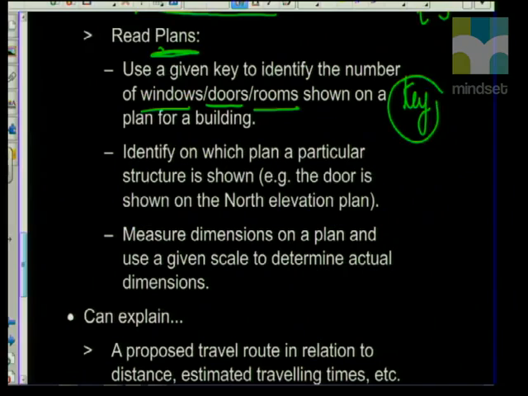You need to be able to identify on the plan a particular structure that is shown. For example, the door is shown on the north elevation plan. So that is referring to when you have a plan that's drawn from a side view, top view, etc. You need to be able to identify which part of the plan they might be talking about.